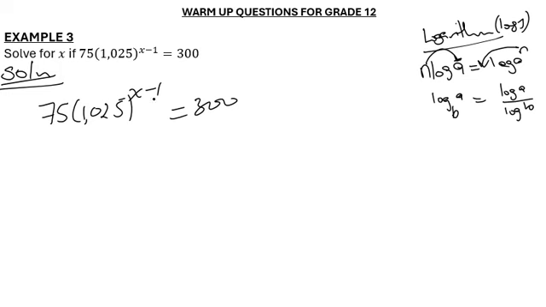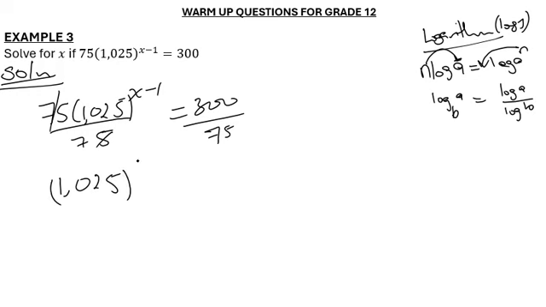So what is it that we need to do now? Firstly, let us divide by this 75 on both sides. Then we get this and that goes out. We get 1.025 to the power x minus 1 equal to, what is 300 divided by 75? 300 divided by 75 is the same as 4. This is equal to 4.